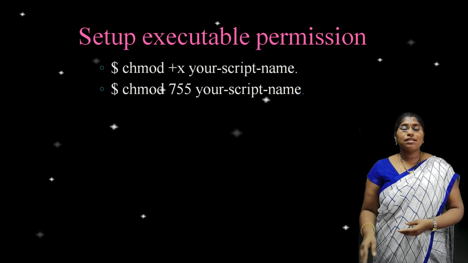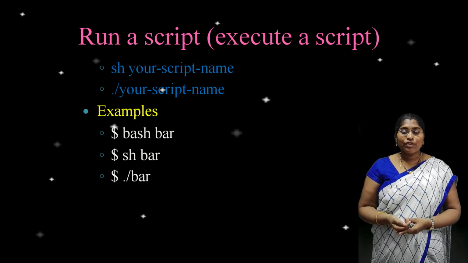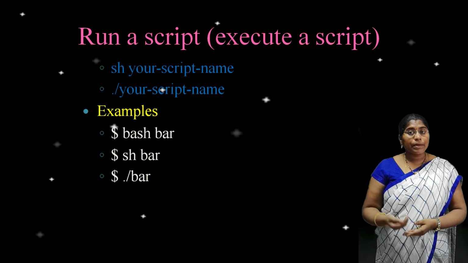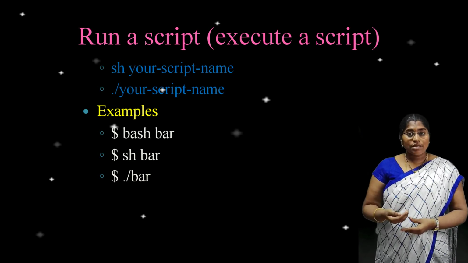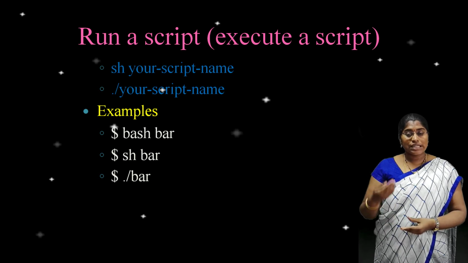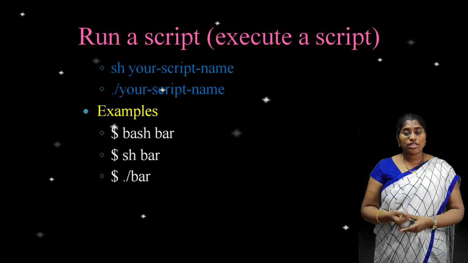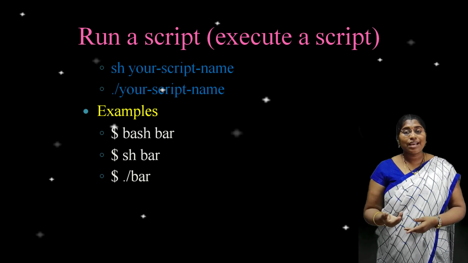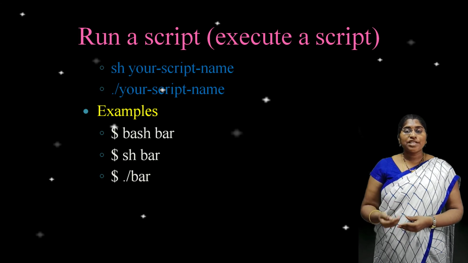And the third step is how to run your script file. Now your script file is ready with the proper executable permission on it. Next, test the script by running it. Actually, bash space your script file name. This is the syntax for running your script file. After that, sh space your script file name. Otherwise, you can use ./ your script file name. This is also one of the syntaxes for running a script file. Let's see the example. $bash space bar.